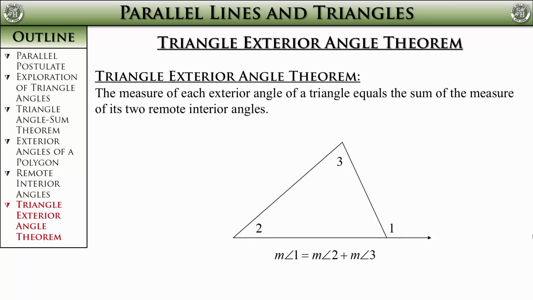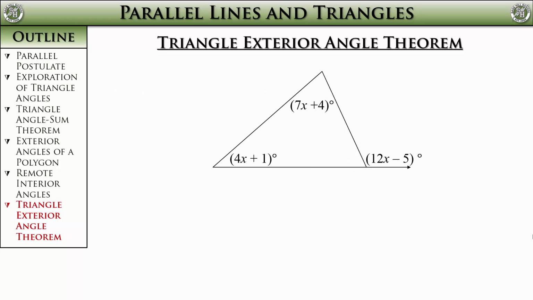Why go over that vocabulary? It's for this theorem, the triangle exterior angle theorem. It says that any exterior angle of a triangle is equal to the sum of the remote interior angles. For the picture below, that means that the measure of angle 1 is equal to the measure of angle 2 plus the measure of angle 3. That's it. That theorem helps out in situations like this.